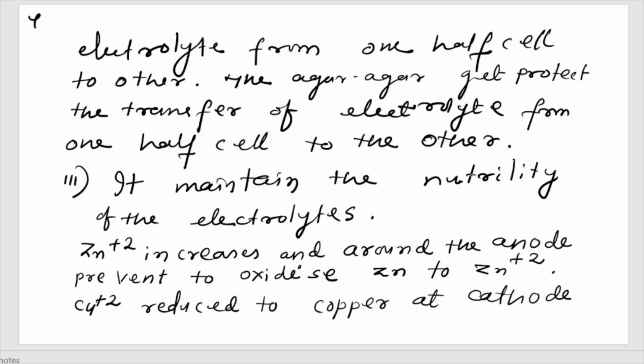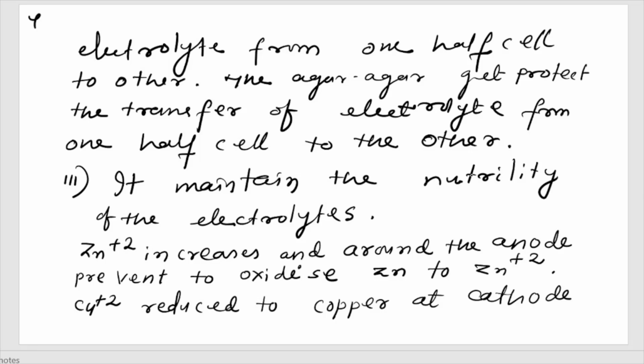Neutrality means the concentration. And what happened here? Zn plus 2 increases around the anode. See, Zn dipped in zinc sulfate solution, Zn loses electron. That means Zn plus 2 concentration increases, and where? Around the anode, and prevents further oxidation of zinc to Zn plus 2. Why? Because Zn plus 2 are already surrounding the anode.